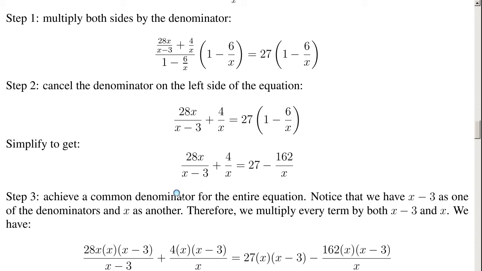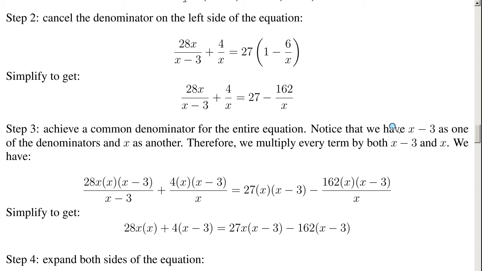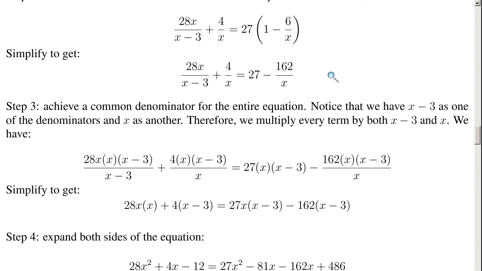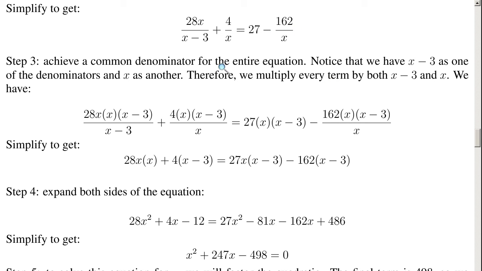Simplifying, left side of the equation is the same, but the right side, we're just going to multiply the 27 into the bracket. So 1 times 27 is 27. 27 times negative 6 over x gives you negative 162 over x. And as long as you have a calculator with you, you should be able to multiply that out pretty easily. Or if you can do it in your head, that's even better.